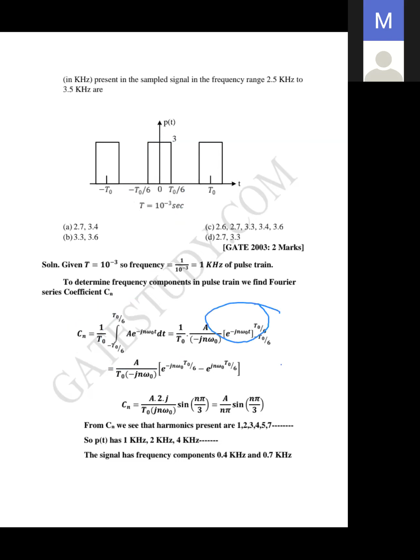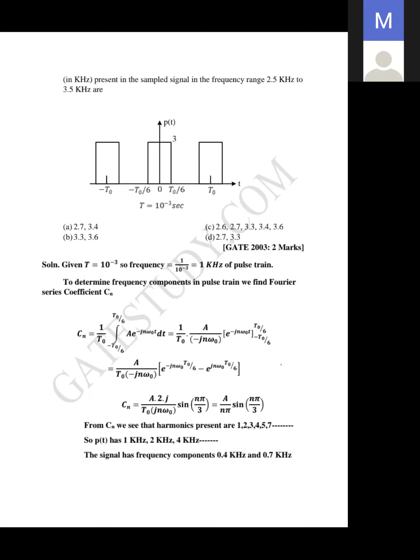We will get j by t naught minus j n omega naught into e power minus j omega naught. In place of t, substitute t naught by 6 once, then substitute minus t naught by 6. Okay, we will get e power j n omega naught t naught by 6 minus e power minus j n omega naught t naught by 6. So this entire thing is nothing but the sine function, 2j sine. We use trigonometric formulas here.